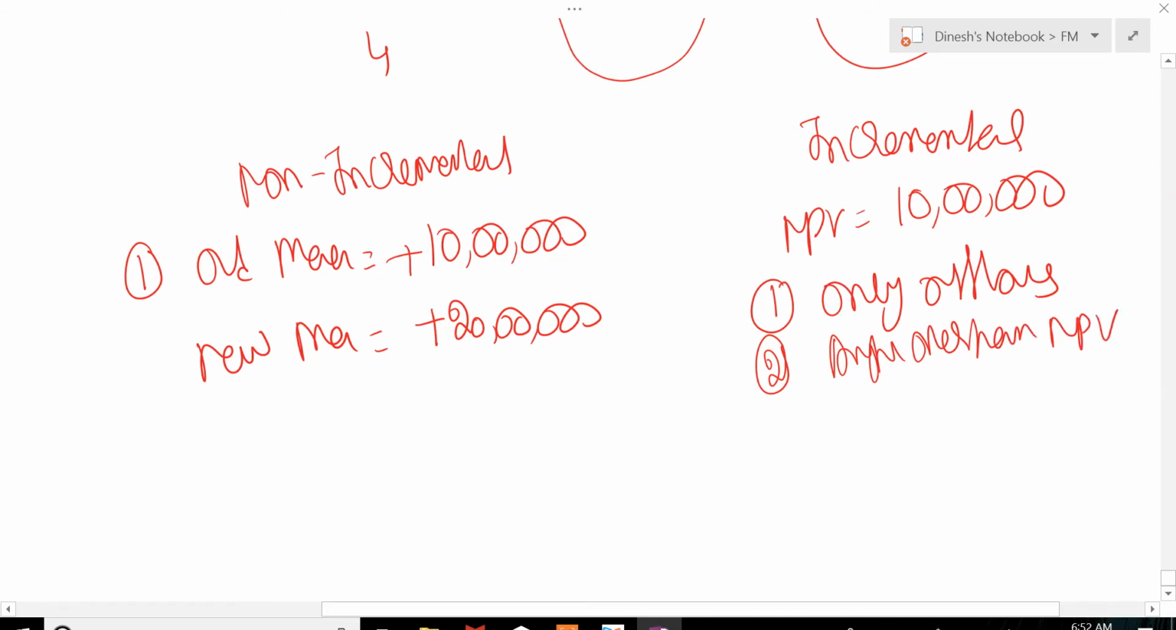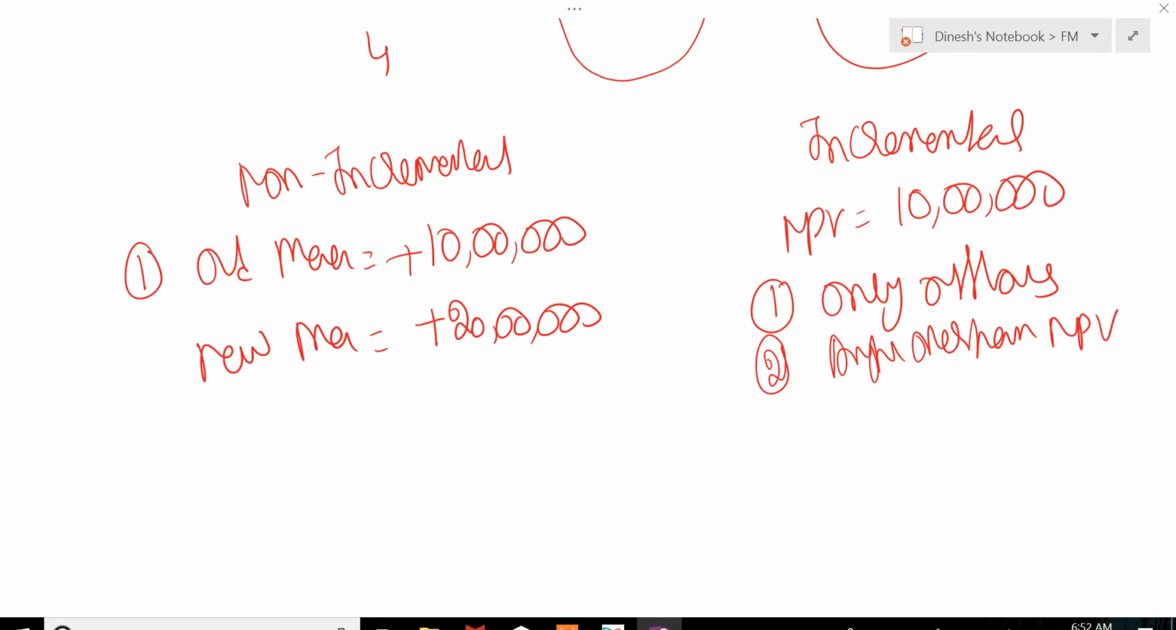Second, if it asks for anything other than NPV, suddenly they say calculate the IRR, calculate the payback of replacement decision, calculate the discounted payback. All of that I cannot do. I cannot say payback of old machine is 4, new machine is 3, so incremental is 1. That is not going to work out. So your non-incremental method cannot be used for any technique other than NPV.